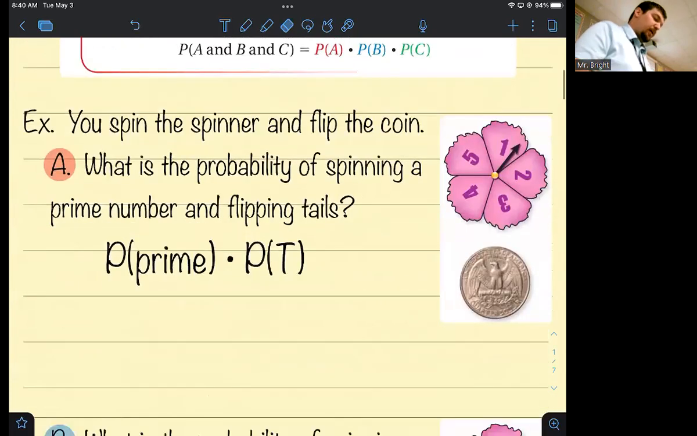Okay, so I'm going to spin the spinner. I'm going to flip the coin. That's 2 events, and therefore I'm going to need 2 fractions. It wants to know the probability of getting a prime number and then flipping tails. Now, who remembers what a prime number is?